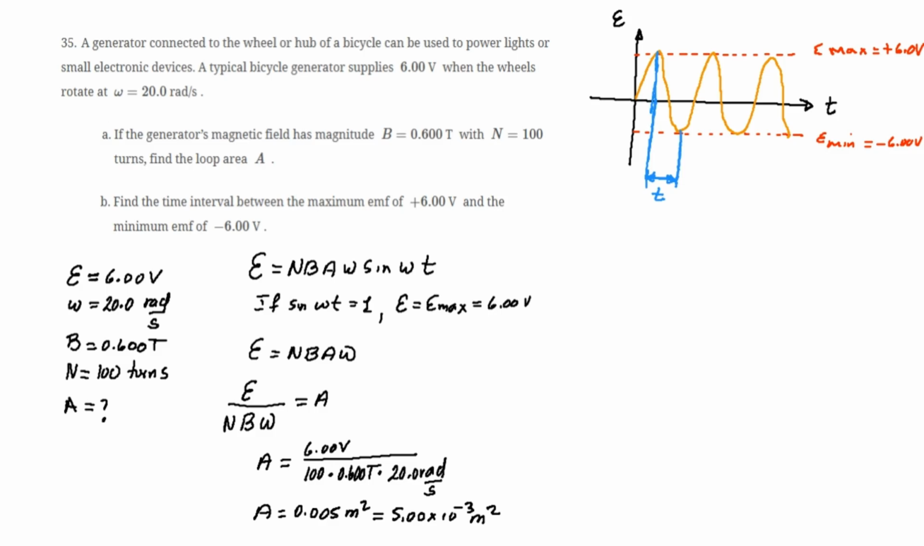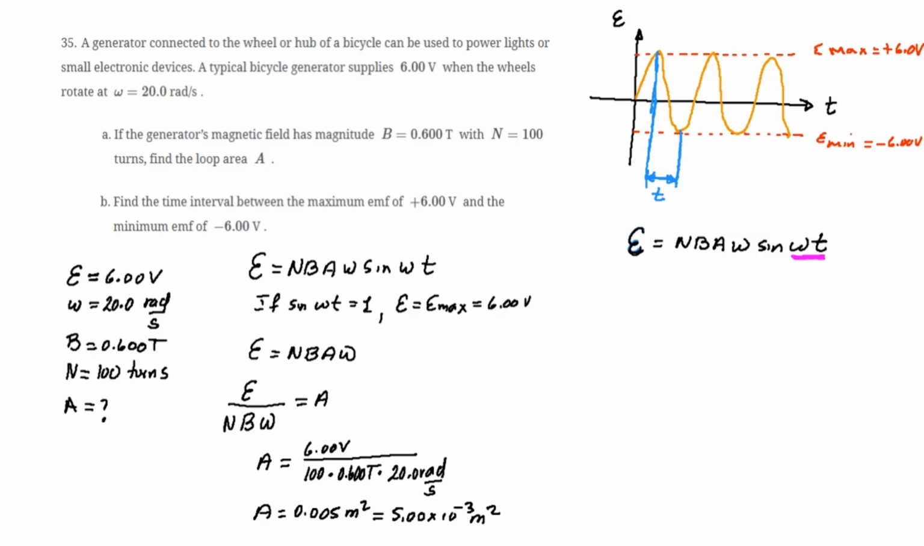Well, in the equation of electromotive force, the time is part of the argument of the sine function. So we have to find, in this case, the isolated sine and use the inverse sine to be able to calculate this value.